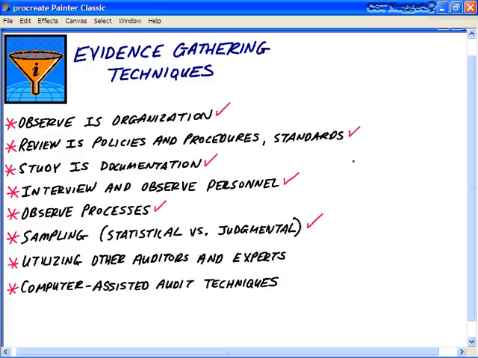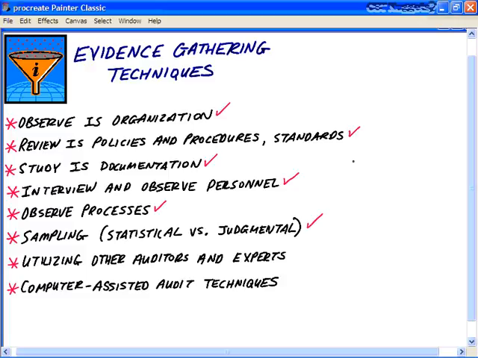There are really two types of sampling: statistical sampling and what we call judgmental sampling or non-statistical sampling. Statistical sampling is going to use the mathematical laws of probability to calculate a sample size, choose the sample items, evaluate the sample results, and then from that information you make an inference, or an educated guess.